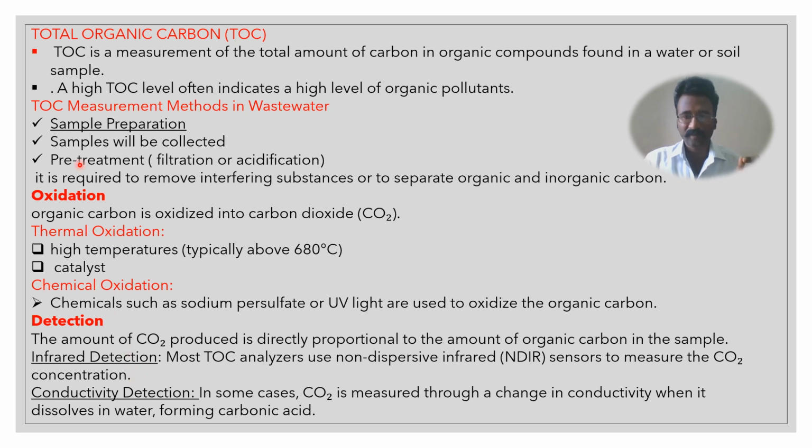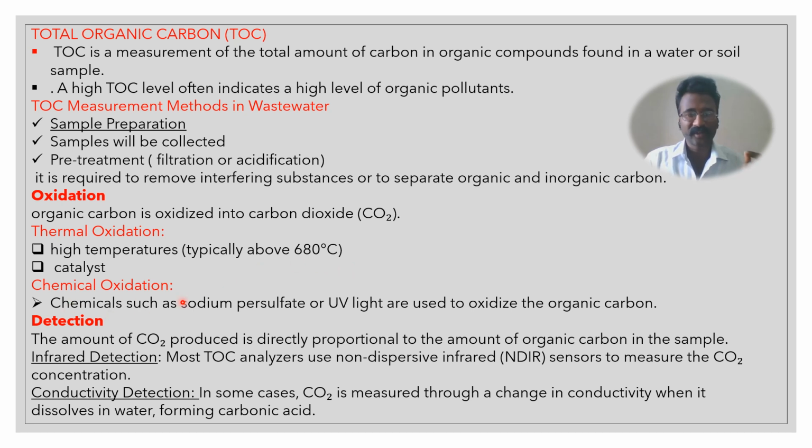In sample preparation, we collect the sample and pre-treat it, like filtration or acidification, to remove the interfering substances or to separate organic and inorganic carbons. Oxidation is of two types: thermal oxidation and chemical oxidation. Thermal oxidation uses substances like a catalyst to speed up the reaction. It happens at a high temperature, above approximately 680 degrees centigrade.